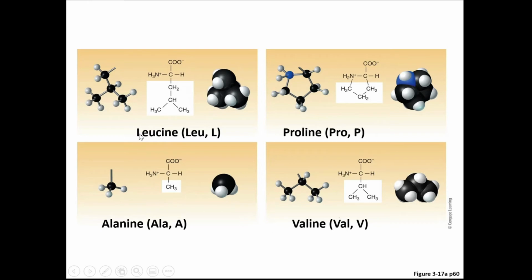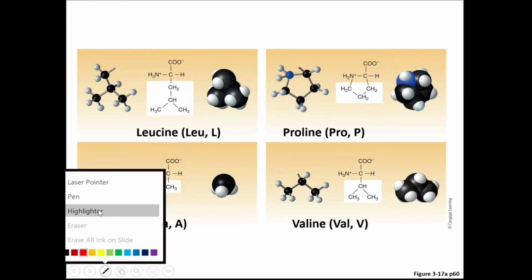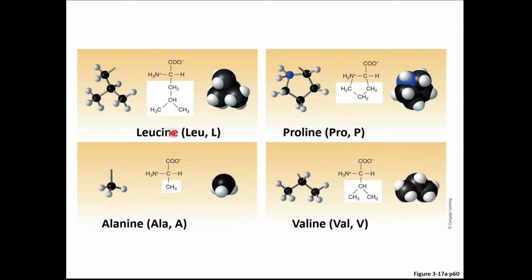For example, here we have leucine. This is the name of it, and there are the first three letters representing leucine as well, and L is also the abbreviation for leucine, which is an amino acid. This is the chemical structure, and this is the model representing it.